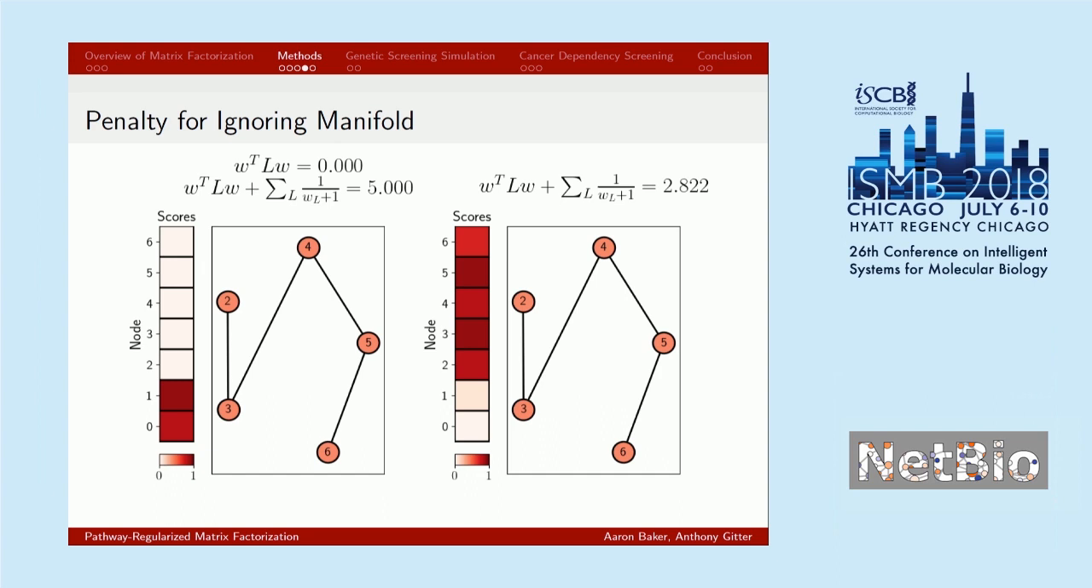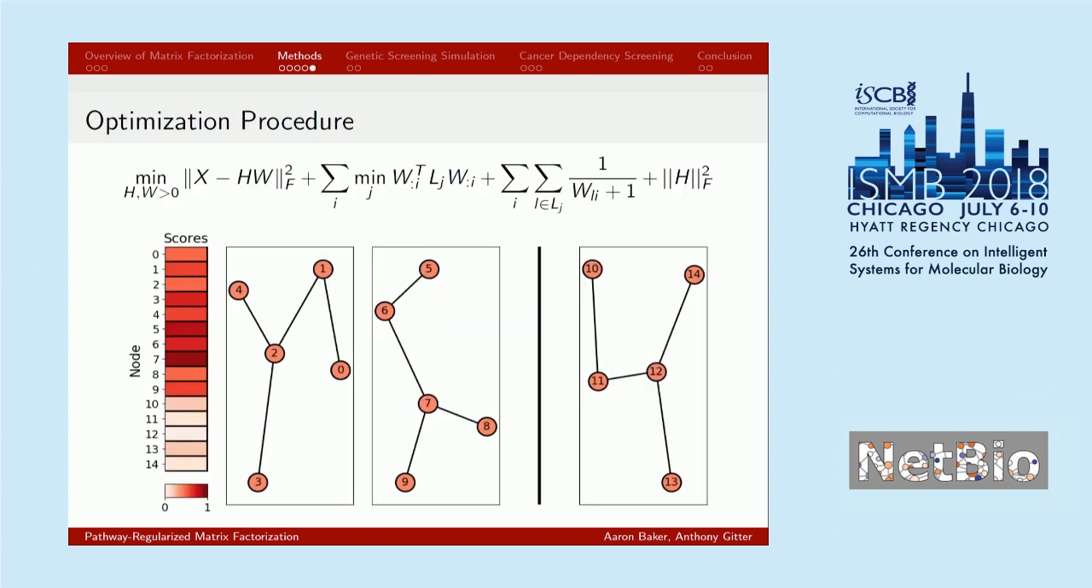So we add a penalty term for ignoring the pathway, also known as a manifold, which is represented in this second equation on the left side. And you can see that this is quite a high penalty versus the situation on the right, where the method actually does pay attention to the pathway, and it does pay some penalty for violating the smoothness constraints imposed on the graph, but it's not anywhere near as severe as ignoring the pathway altogether. So now we have a way to encourage the method to look for patterns that are associated with these pathways. And here is the full optimization procedure for doing that.